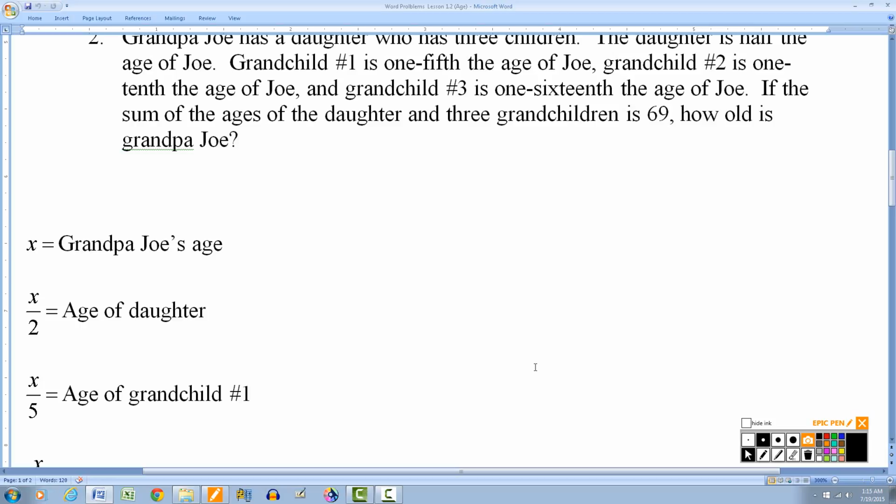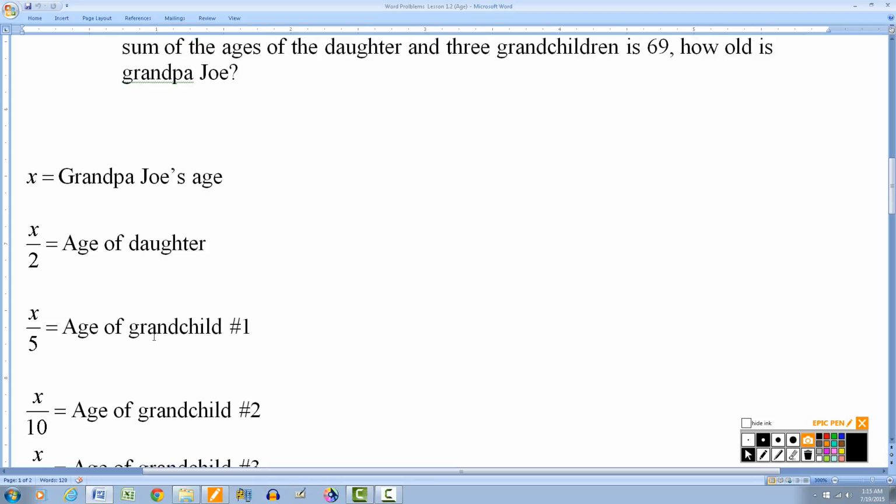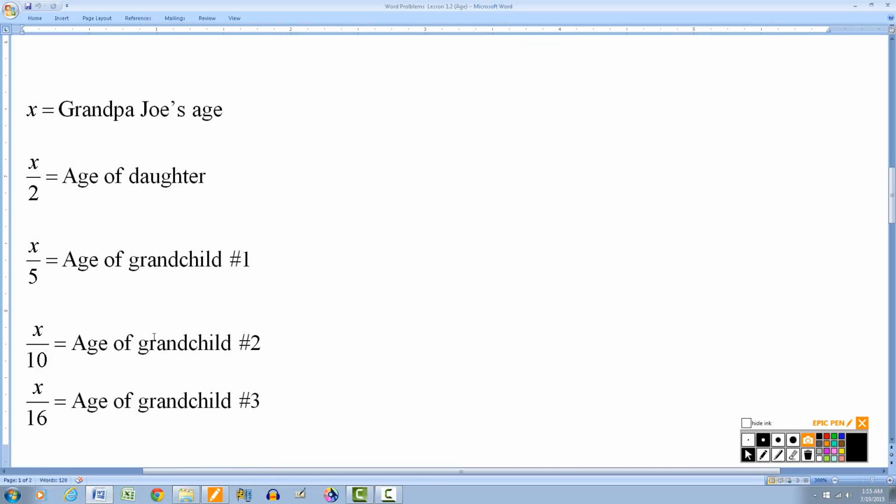The daughter is half his age, so x over 2 would represent her age. The first grandkid is 1/5 the age of Grandpa, so that would be x over 5. The second grandchild is 1/10 the age of Grandpa, so that would be x over 10. And then the third one is 1/16 the age of Grandpa, so that would be x over 16.